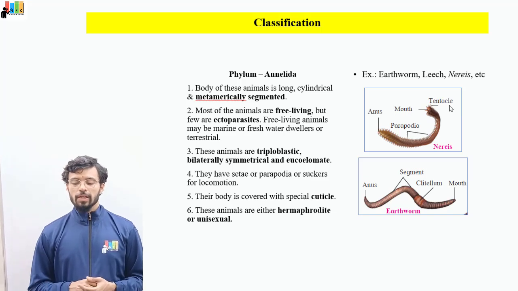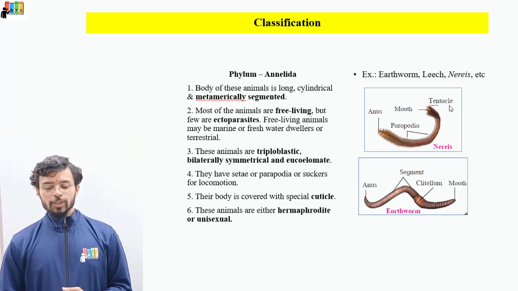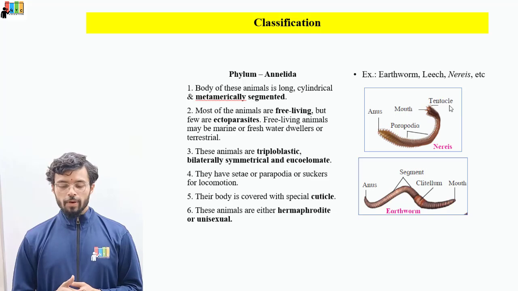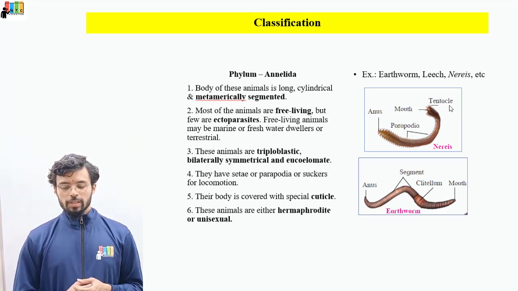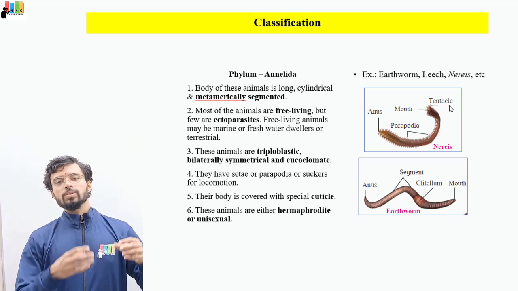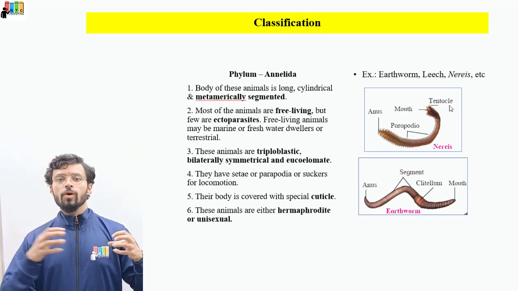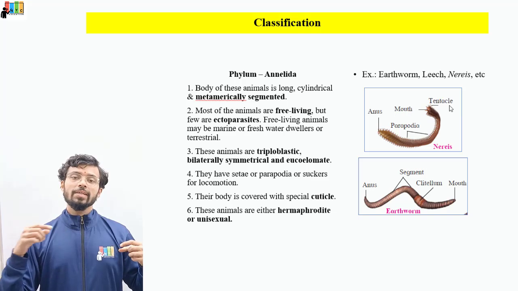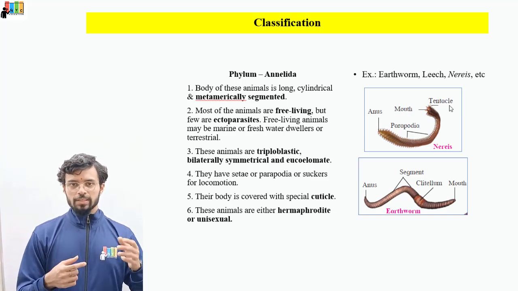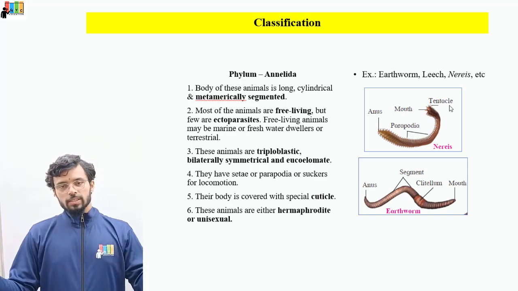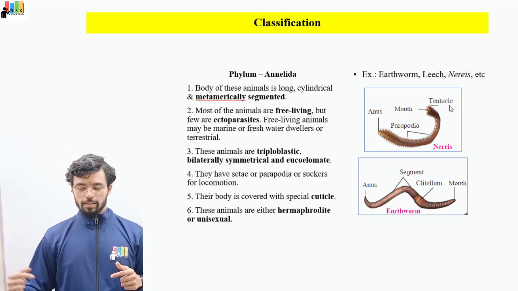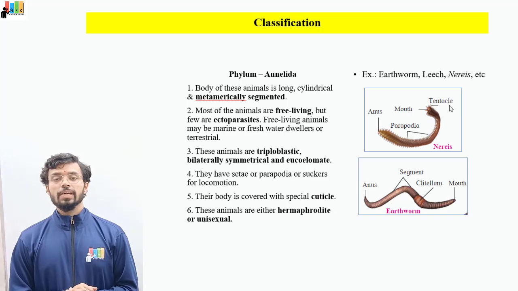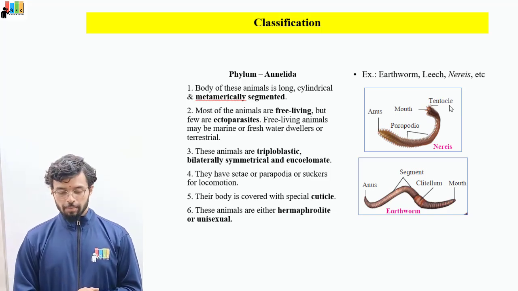Then coming to the phylum of annelids, they show a cylindrical long body which is metamerically segmented, right? So what is meant by metamerically segmented? From the head to the anal opening, or from head to tail, they will bear rings, right? Ring-like structures. It doesn't mean that they're actually rings put together, but they have these physical ring-like structures. Hence, their body is known as metamerically segmented.